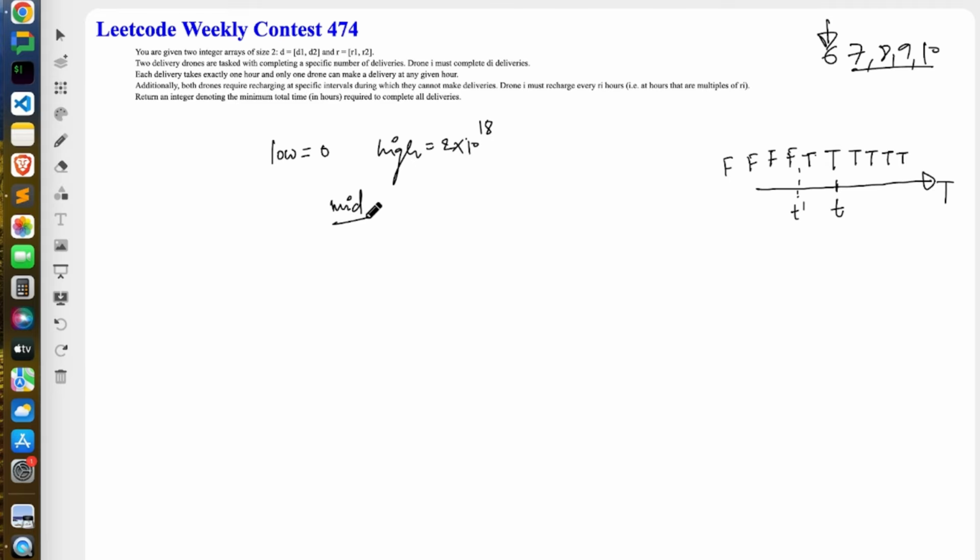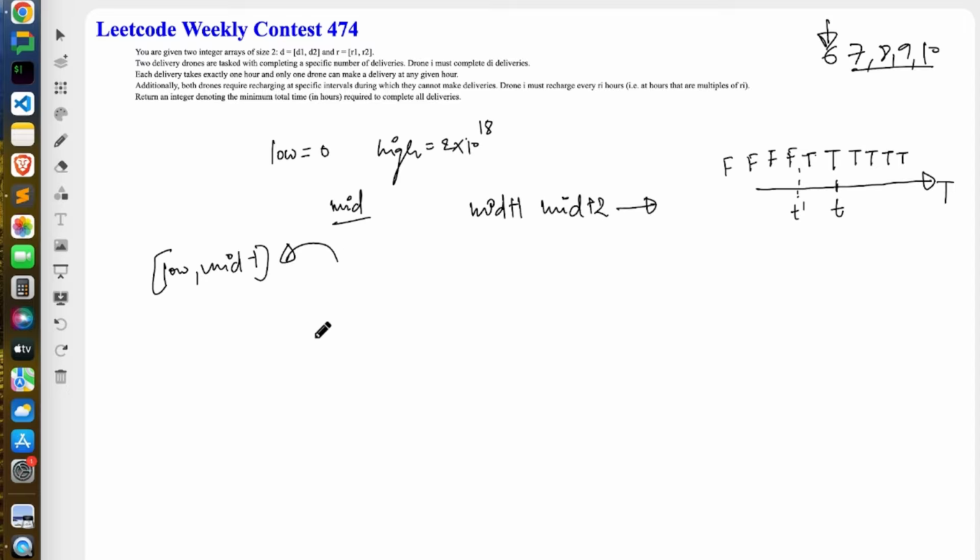Let's say by the time mid, they can make the delivery. It means that by the time mid plus 1, mid plus 2, they can always make the delivery. So in that situation, go to the left half, because we have to find the minimum total time. If both drones can make the delivery by the time mid, they can always make it by mid plus 1, mid plus 2, mid plus 3 and so on. So go to the range low to mid minus 1. I hope you have solved at least one binary search problem, so then you understand.